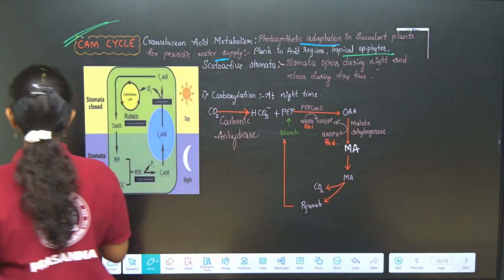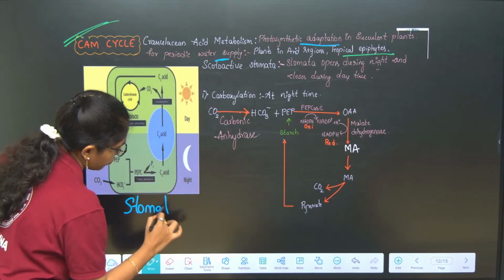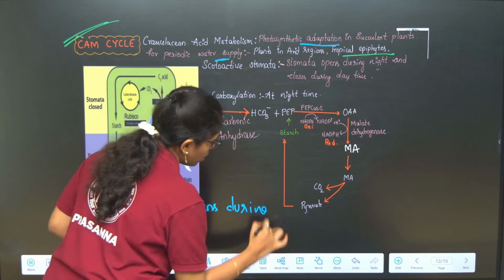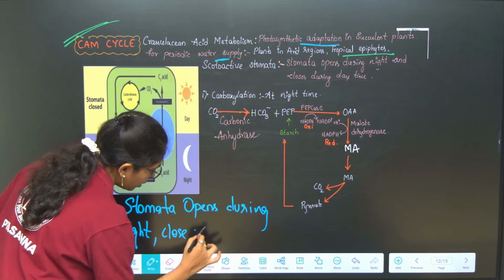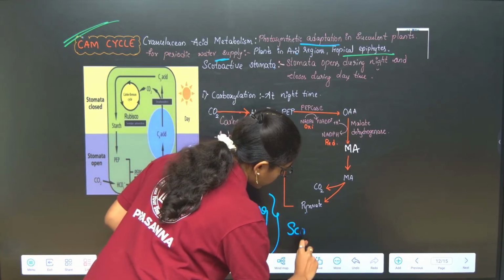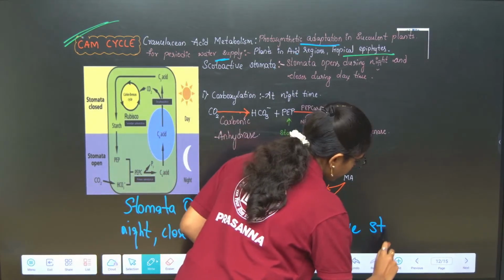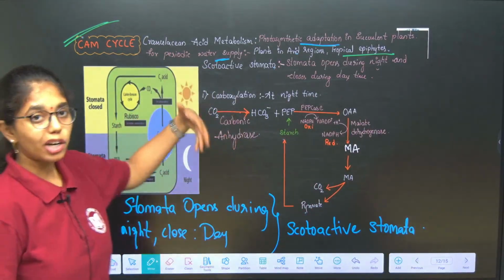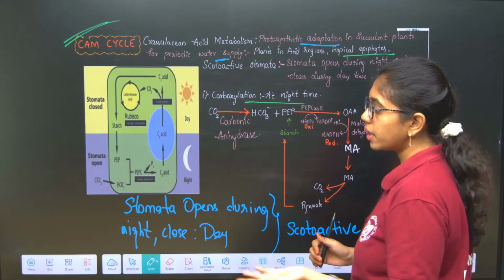What is this scotoactive stomata? Scotoactive stomata means stomata open during night time and close during daytime. This is called what? Scotoactive stomata. Clear? So, here we have scotoactive stomata where stomata open during night and close during daytime. So, first carboxylation occurs at night time.